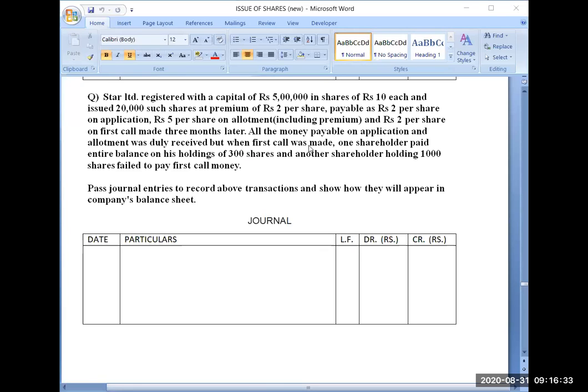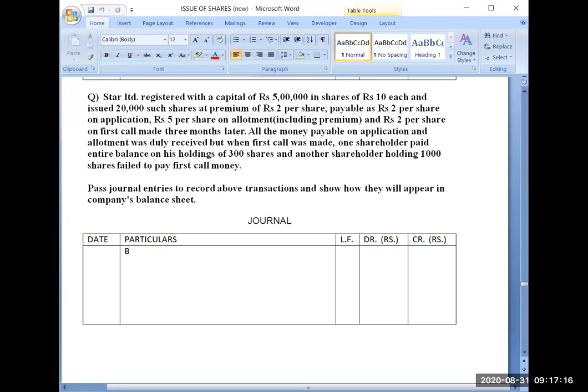when first call was made, one shareholder paid entire balance on his holdings of 300 shares. So when you made the first call due, one shareholder has paid you calls in advance for 300 shares. He has paid the entire money of calls also on these 300 shares. And another shareholder holding 1000 shares failed to pay the first call money. So now we have to solve this question. I am starting it now.